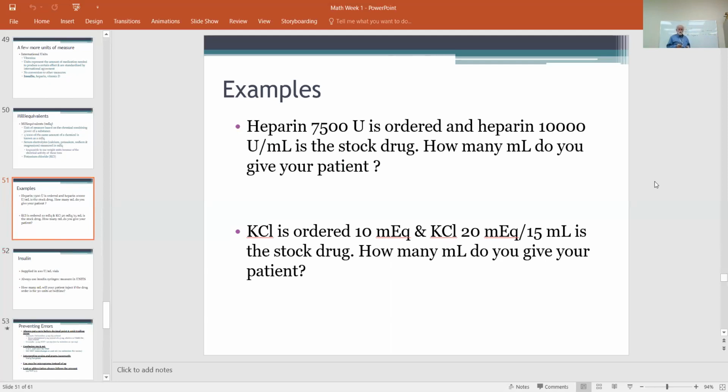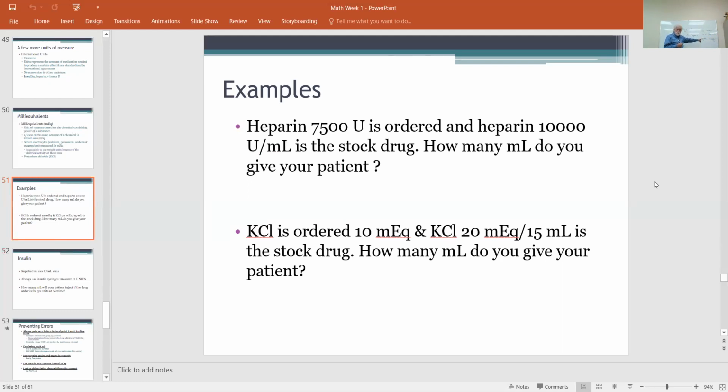So let's just set up a little proportion. We've got 7,500 units over X, which is the volume that would be required to give us that, is equal to 10,000 units per 1 milliliter. Again, we're looking at equivalent fractions. So we've set this up as a proportion.